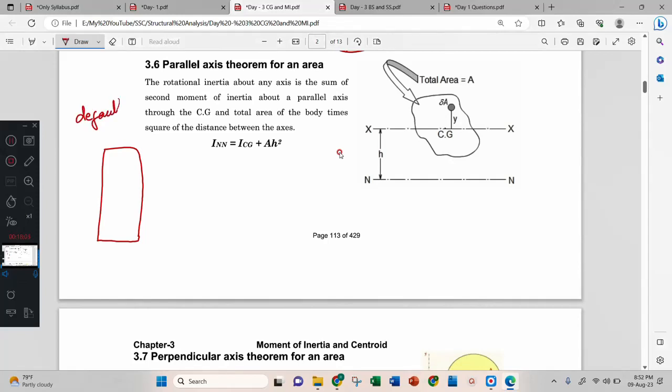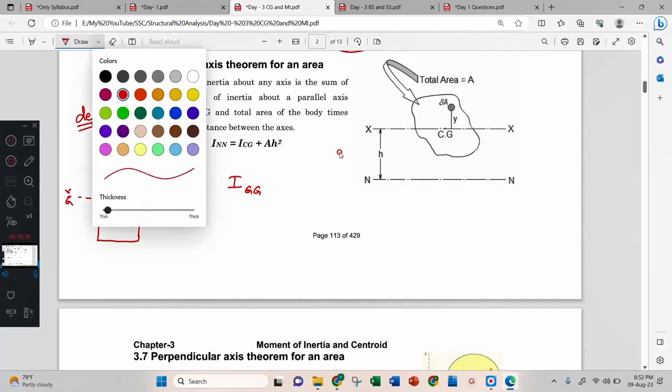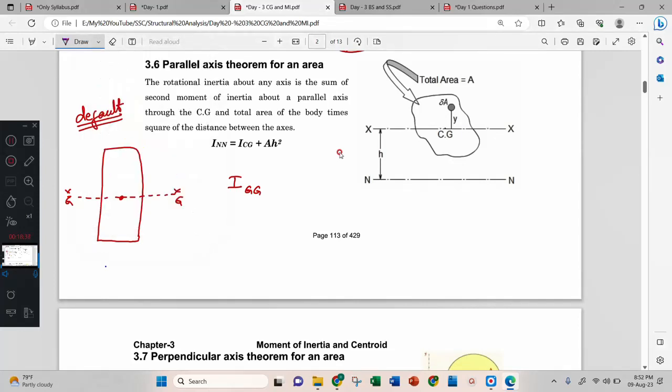See, by default, if anything is not particularly said, then every section will have its own moment of inertia about xx or CG, GG. Every section will have its own moment of inertia about the centroidal axis. But I am not interested in the centroidal axis, but I want moment of inertia about this axis.